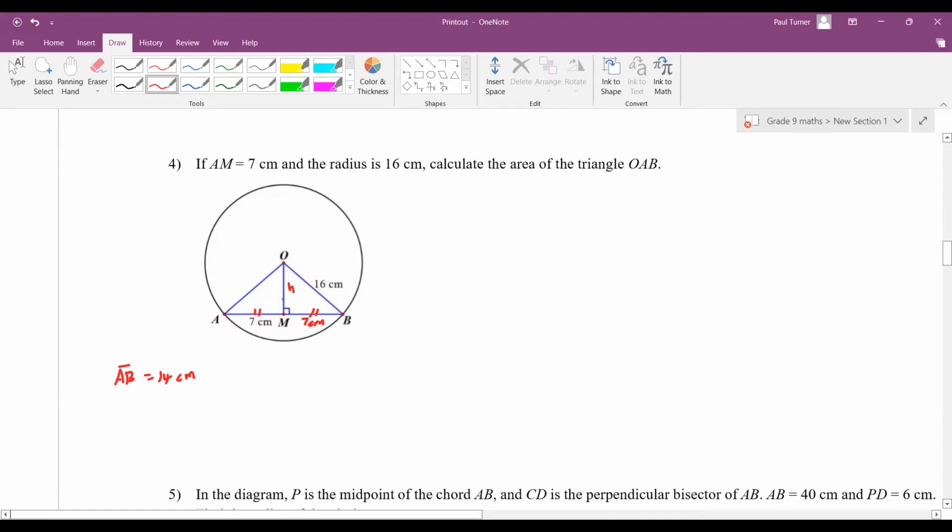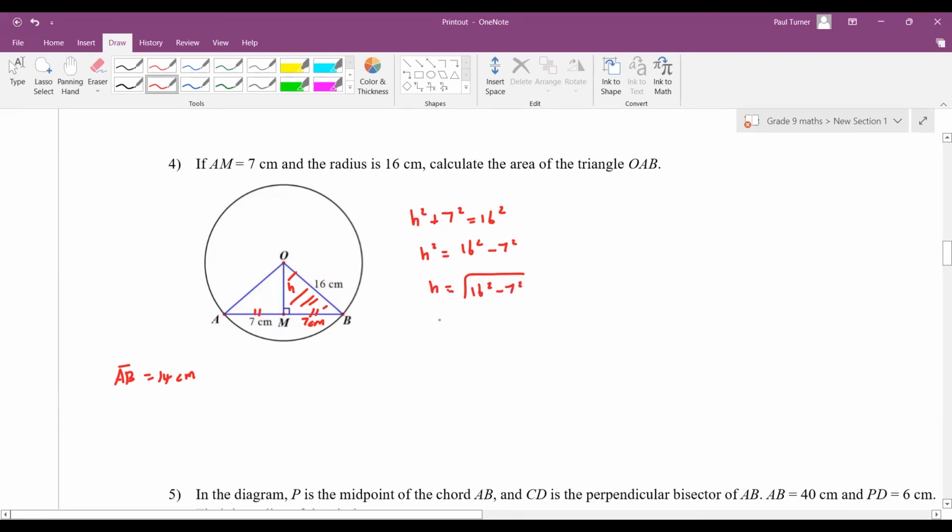So we'll write H there, and we'll apply Pythagoras to this triangle here. You can use that one, but it's the same answer. So we'll have H squared plus 7 squared equals 16 squared. So H squared is 16 squared minus 7 squared. And then if I want to find H, I'll take the square root of 16 squared minus 7 squared.